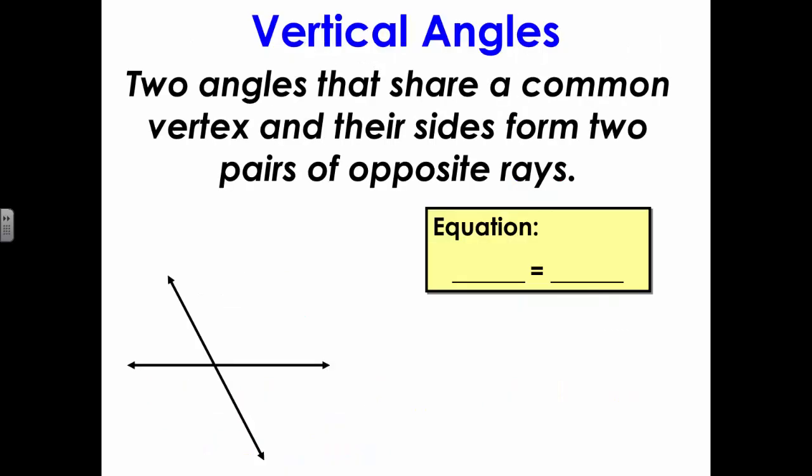Vertical angles are two angles that share a common vertex and their sides form two pairs of opposite rays. It creates an X. Here's an easy example. What's the value of x? That'd be 76. Let's look at some other examples.